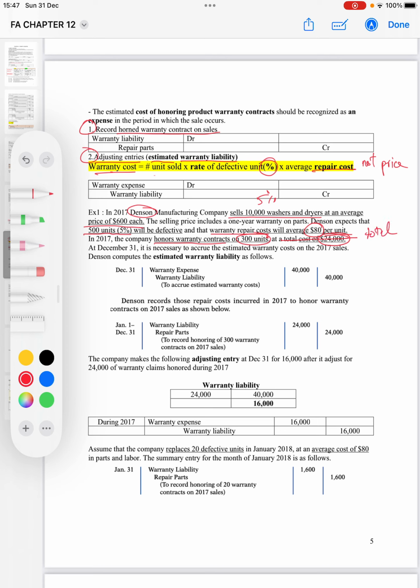Okay, so let's calculate it. The total cost of defective units. You can remember the repair cost is 80, right? Multiplied by the units that are defective, and they honored that. So you can easily find that there are 24,000 dollars of cost to repair 300 units.